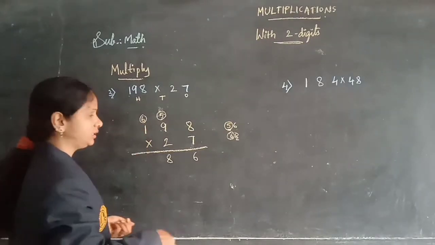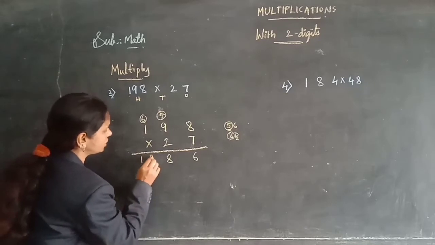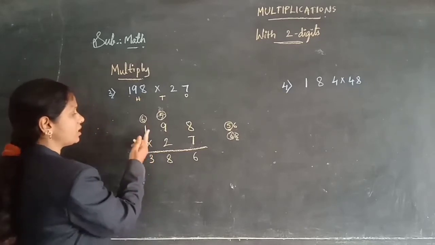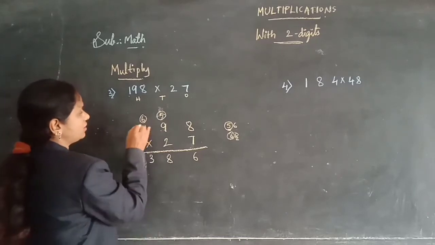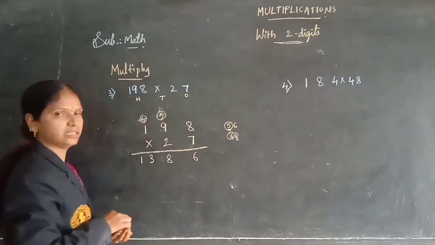We will get 13. So write here 13. Here only I am writing 13, because we don't have the next place to take the carry. So 13 I am writing here. This addition is over, now I am cancelling this.